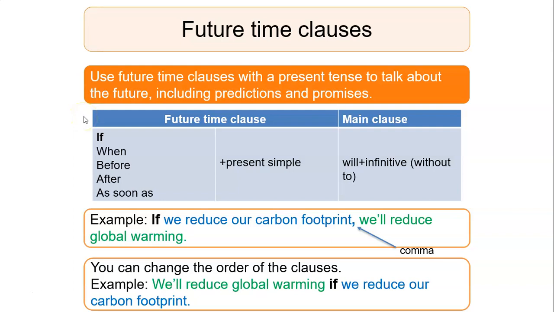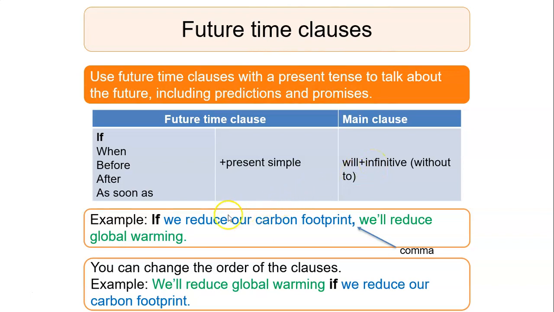Okay, so this is the form here, right? This is the future time clause with if, when, before, after, as soon as. We can use any of these conjunctions, then the present simple, and then we have the main clause with will plus the infinitive without to.